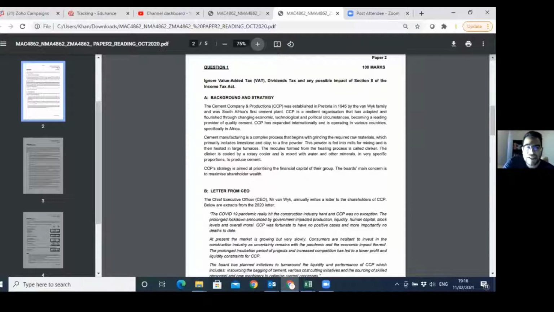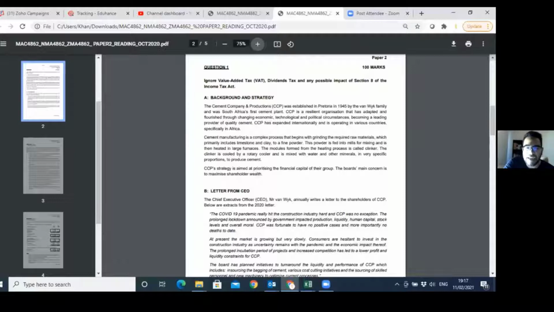So the background and strategy, part A. The Cement Company and Productions, CPP, was established in Pretoria in 1945 by the Van Wyk family and was South Africa's first cement plant. CCP is a resilient organization that has adapted and flourished through changing economic, technological, and political circumstances, becoming a leading provider of quality cement.